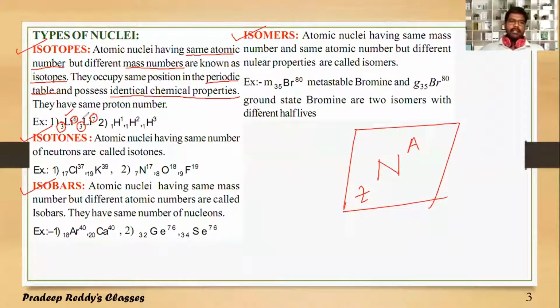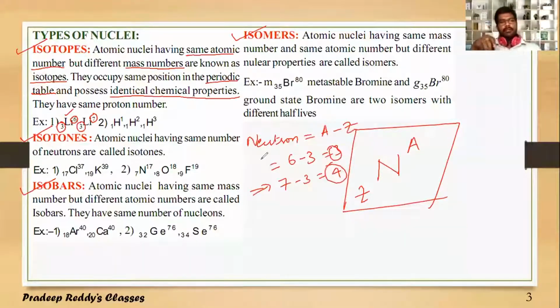If you are calculating the number of neutrons present in these two lithium atoms, the neutron number is equal to mass number minus atomic number. In the first case it is 6 minus 3, which is equal to 3, and in the second case it is 7 minus 3, which is equal to 4. Therefore, when we are dealing with isotopes, the number of protons in the two atomic nuclei is the same, but the number of neutrons is different. Their mass numbers are different, so obviously the number of neutrons is different. In this there are only 3 neutrons, and in this there are 4 neutrons.